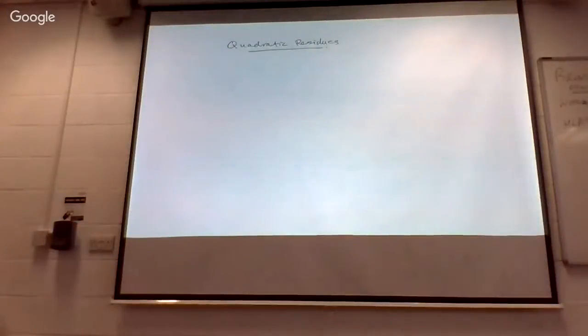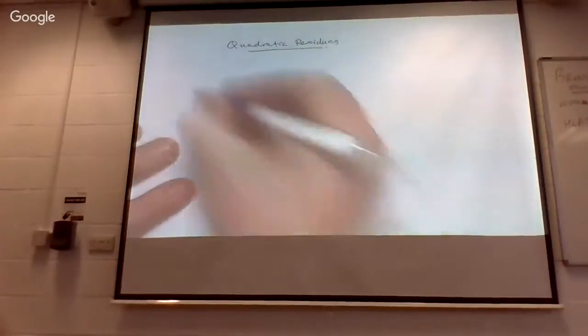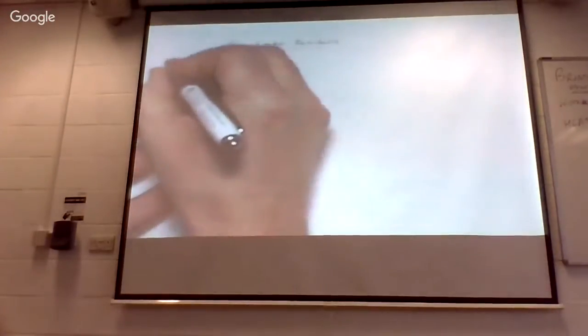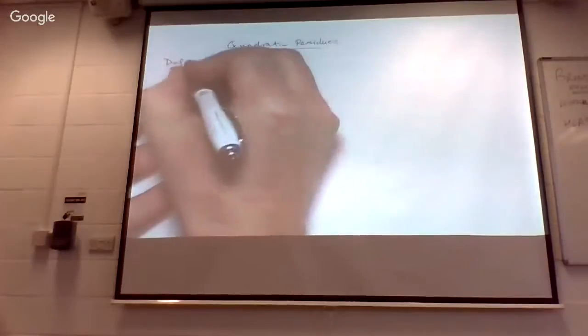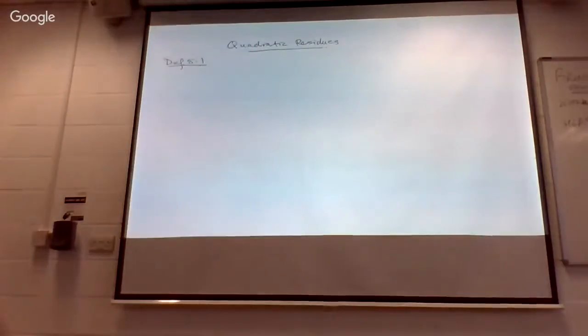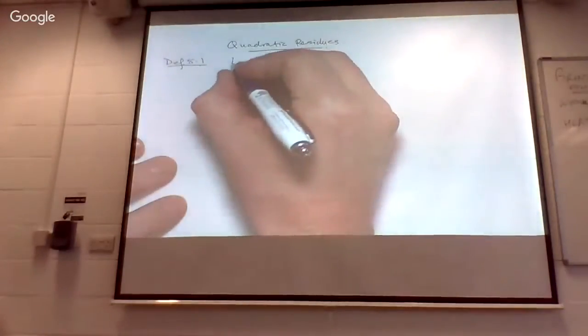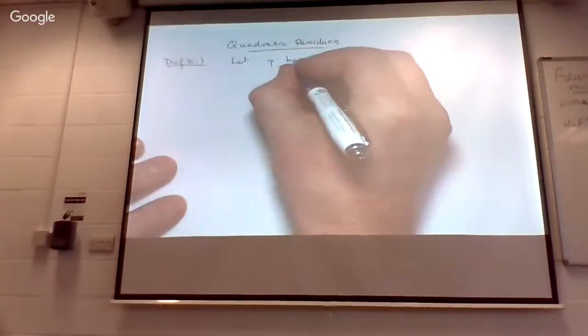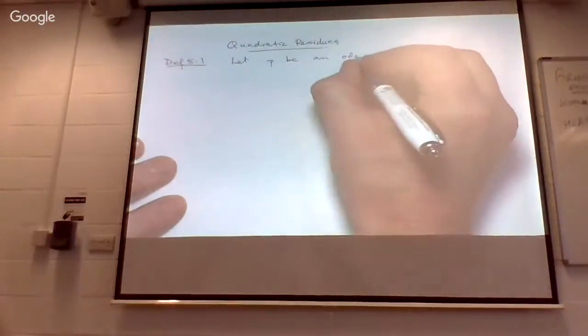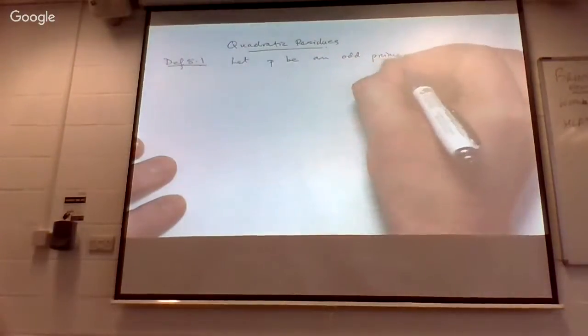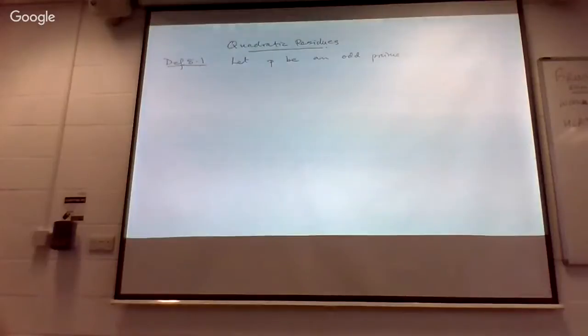Introduction to this topic of quadratic residues. So we're going to continue with it today. So just to recall the definition, definition 8.1. So P is an odd prime number. When we say odd prime, we mean a prime different from 2.